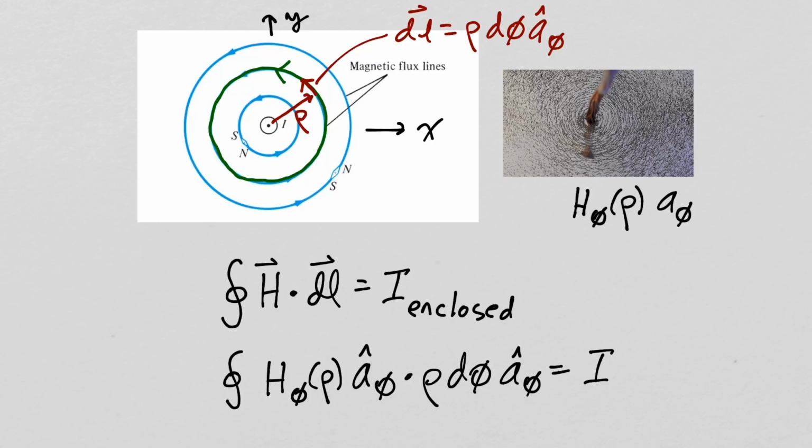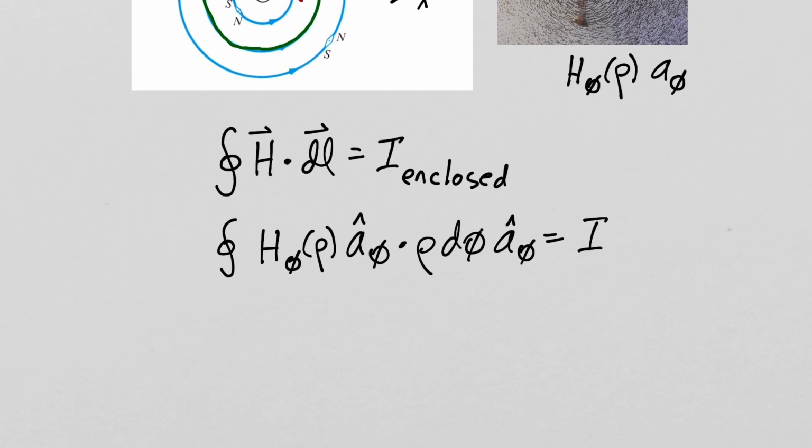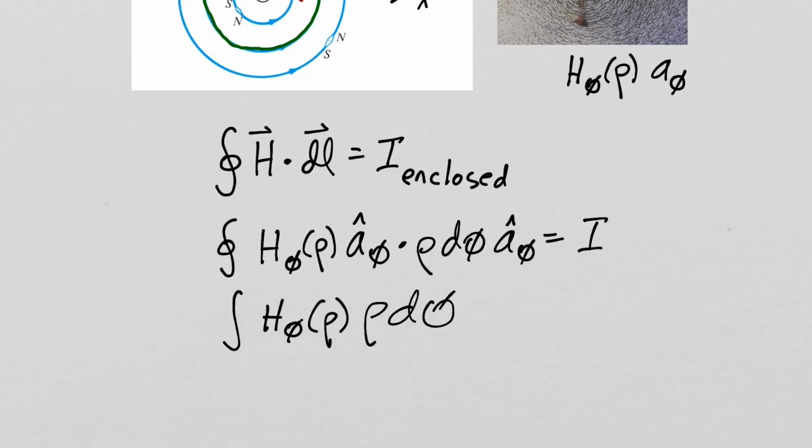So for H, substitute the form of our magnetic field intensity, and for dl, substitute rho d phi in the a sub phi direction. The current enclosed is going to be I, because if you put the fingers of your right hand in the direction of your integration, your thumb points in the z direction, and the current flowing in that direction is I. So a phi dot a phi is 1, so this integration becomes H rho d phi is equal to I.